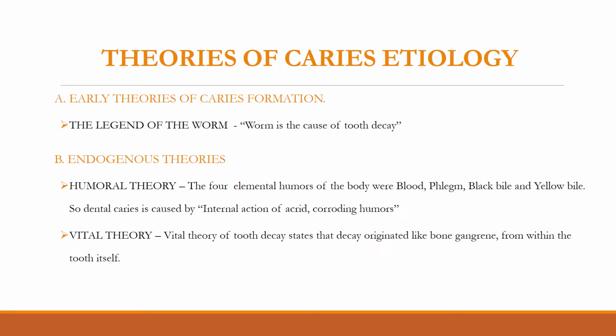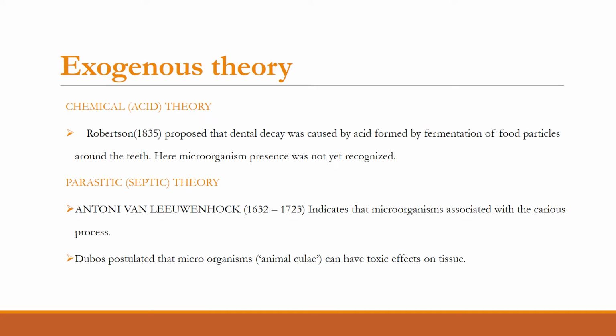Later, vital theory came. In that, the vital theory of tooth decay states that decay originated like bone gangrene from within the tooth itself. So we should think how people's thinking capacity is increasing day by day. Then the exogenous theory comes. In that, chemical acid theory, Robertson proposed that dental decay was caused by acid formed by fermentation of food particles around the teeth. Here, microorganism presence was not yet recognized.